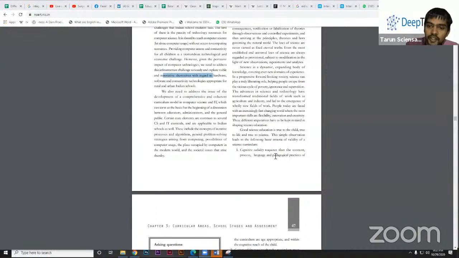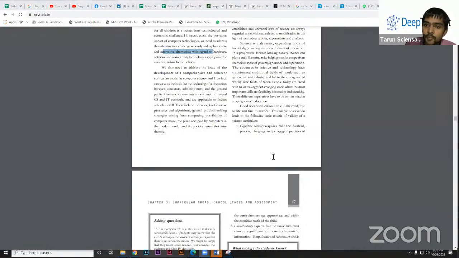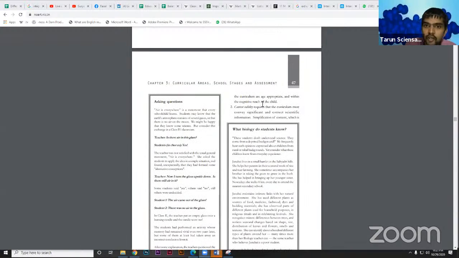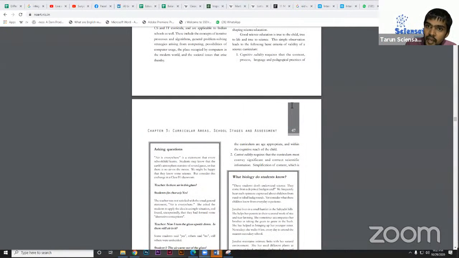One is cognitive validity. It requires that the content, process, language, and the pedagogical practices of the curriculum are age appropriate and within the cognitive reach of the child. Whatever content you give, language or pedagogy, whatever you do, is it age appropriate and is it within the cognitive reach of the child?